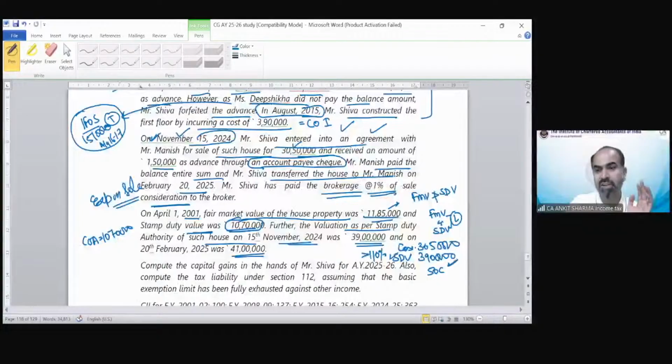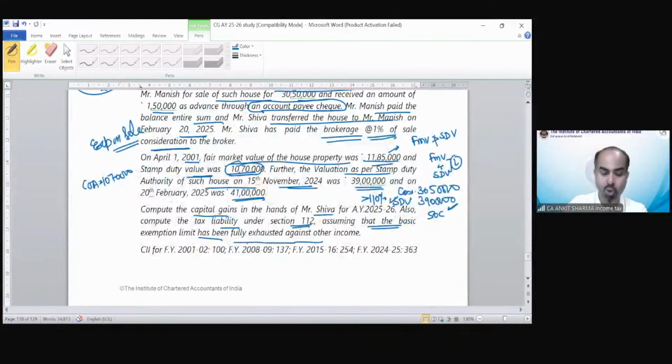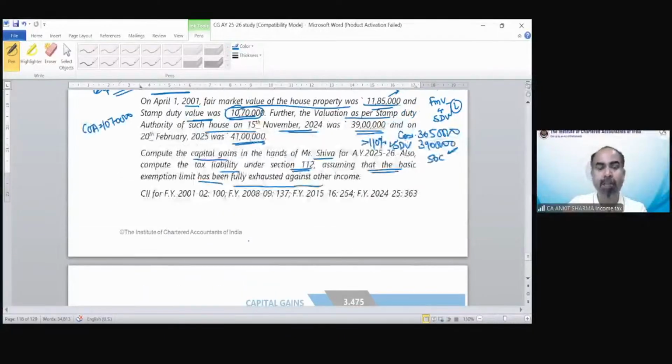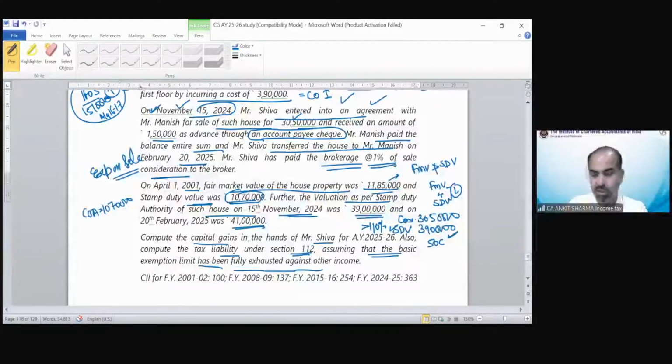So my sale consideration is going to be 39 lakh. Compute the capital gain in the hands of Mr. Shiva. Also compute tax liability under section 112, assuming that the basic exemption limit has been fully exhausted against other income. So you should assume that the exemption limit is no more. You have to calculate the tax assuming you only have capital gain income, and you cannot claim the basic exemption limit. Now let me show you the solution of this question.